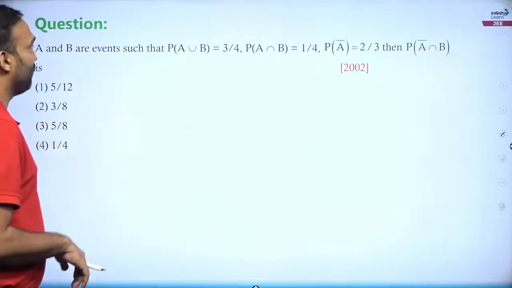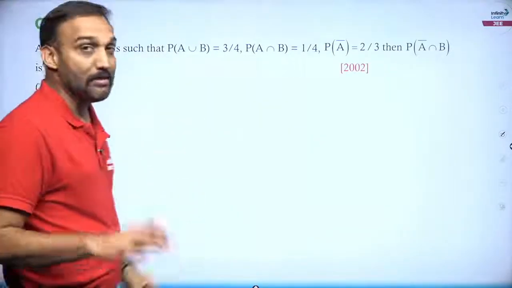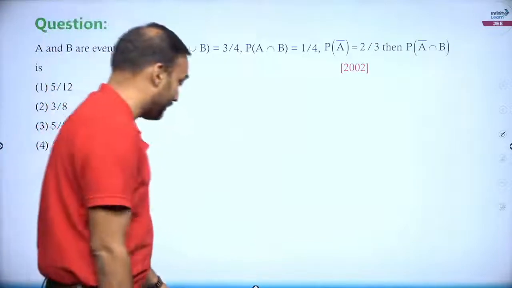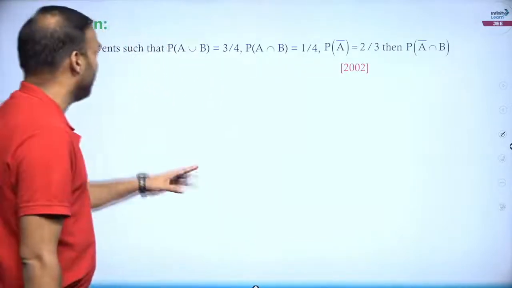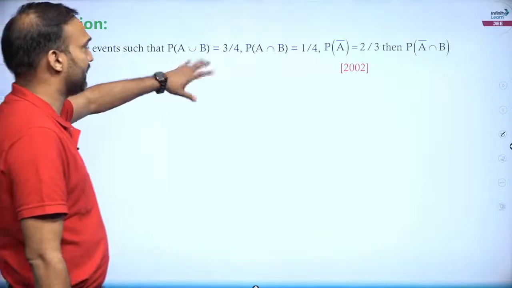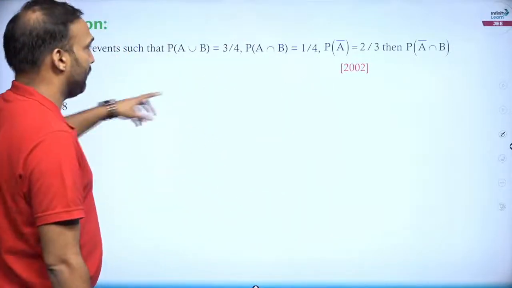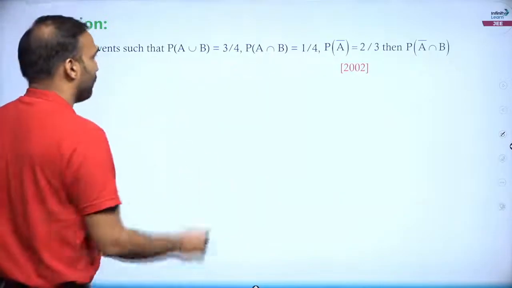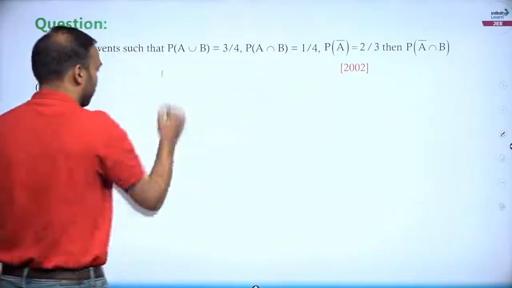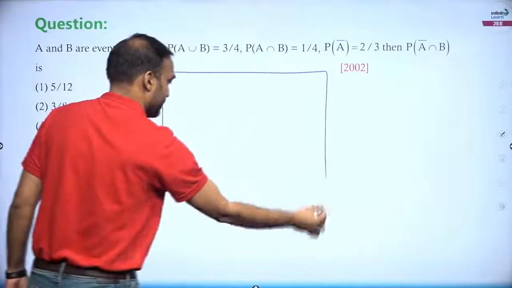Right, so the next problem is completely a Venn diagram. So try to understand this concept where I would be using a Venn diagram. Some events are given, I have been given some probabilities, and I have to find out the probability of A complement intersection B. So now see how we solve this.